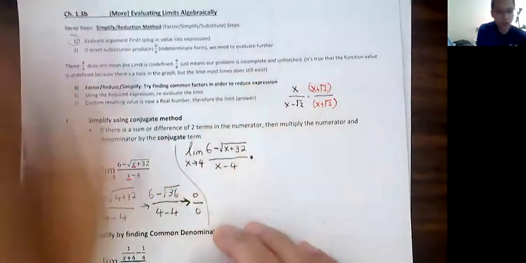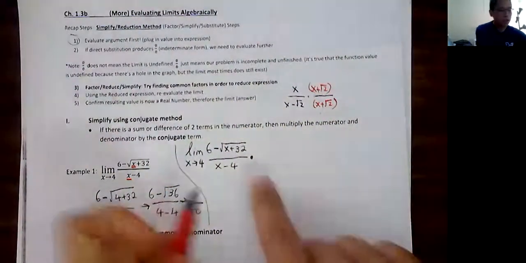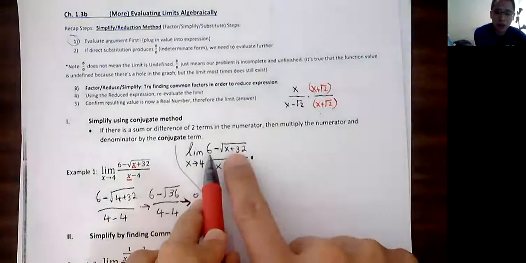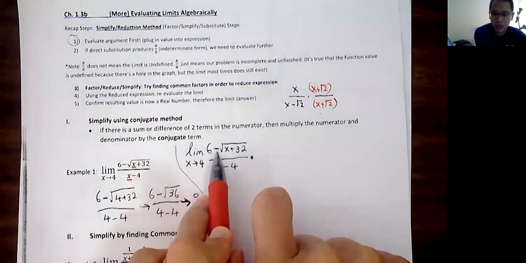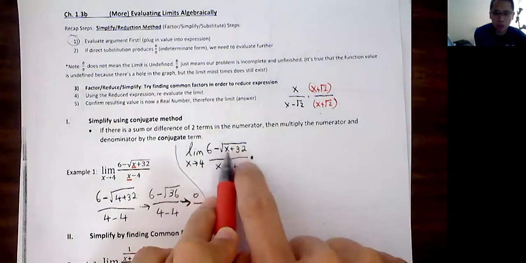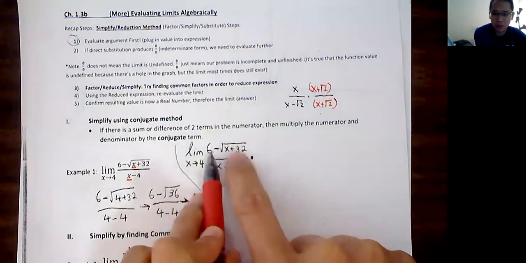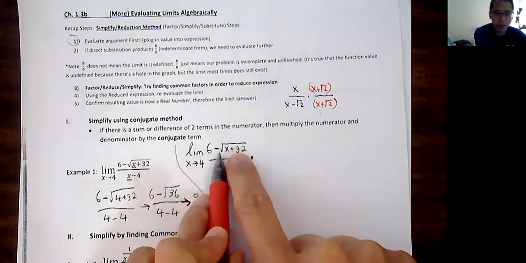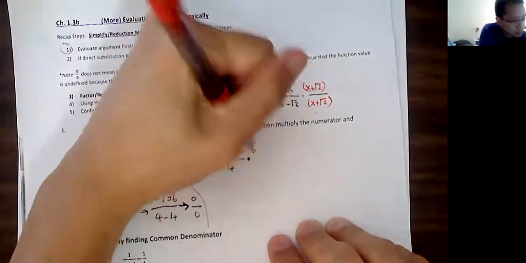The conjugate term is going to be the exact same copies of what I see here. The only thing I'm changing is this minus sign, okay? And don't change what's inside the radical. So these terms are kind of set. The only thing we're going to change is that middle sign. Okay? So I'm going to multiply by 6 plus root x plus 32.